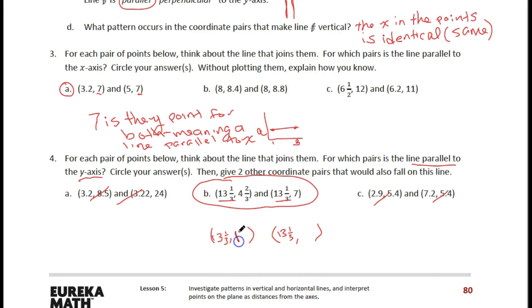So let's make this one a 1 and 1/3, because we can see right here that they were operating in thirds. And then we'll make this one, let's make it bigger than this one. We'll make it 8 and 2/3. There. Done.